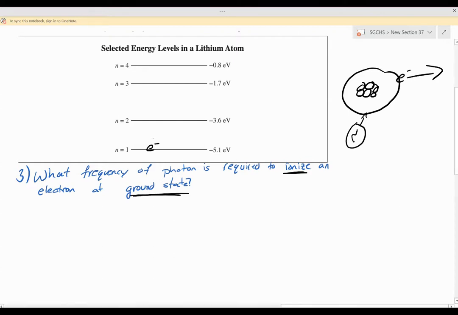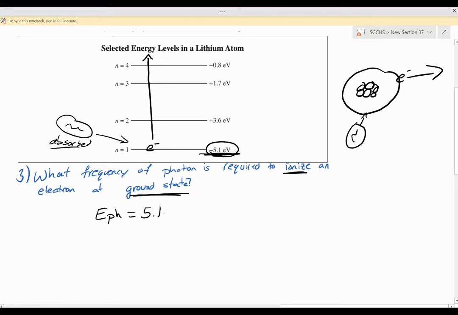So in order for this electron to jump out and be released from the atom, a photon has to come in that equals that energy level's energy. So in this case, the energy of the photon that's absorbed has to equal the ground state's energy in order for this electron to be released by the atom. So from here, the energy of our photon has to equal 5.1 electron volts.